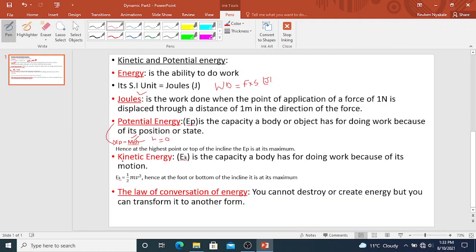Then we have another type of energy. It is called kinetic energy. It is denoted as EK. This one, EP, is for potential energy, then this one, EK, is for kinetic energy. It is the capacity a body has for doing work because of its motion. Now this one gives you the picture that it has to do with what? With movement.